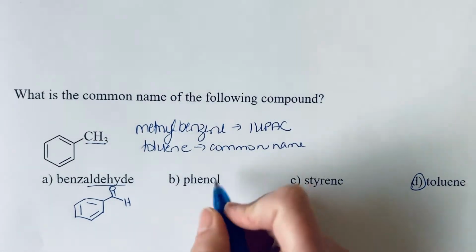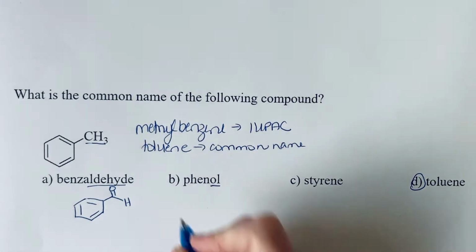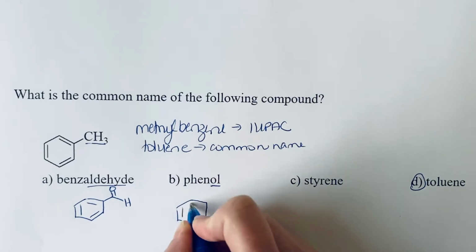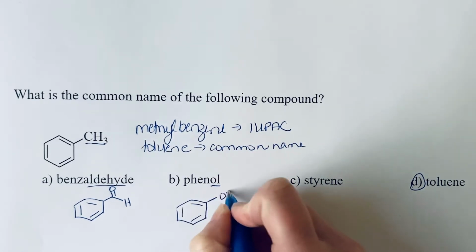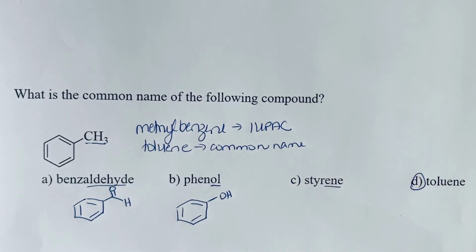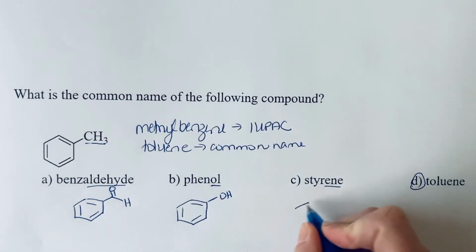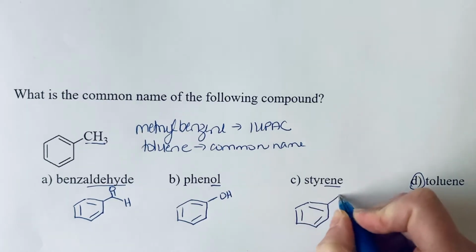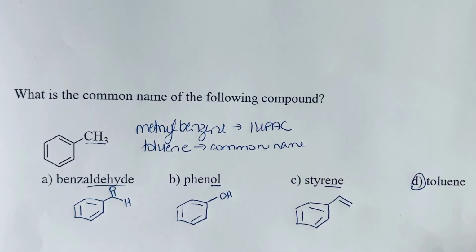Look at the next one, phenol. The "ol" should point you towards an alcohol, and so the one substituent on phenol is just the alcohol. Styrene, if we look at the ending -ene, that is an alkene, and the structure of styrene has a simple alkene as a side chain.